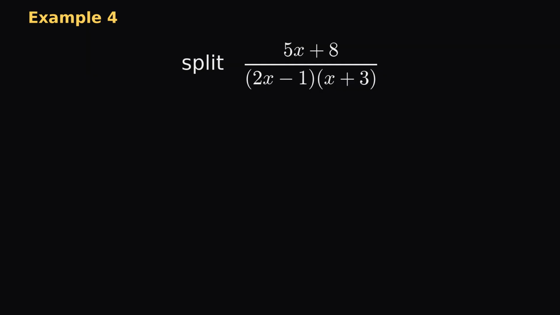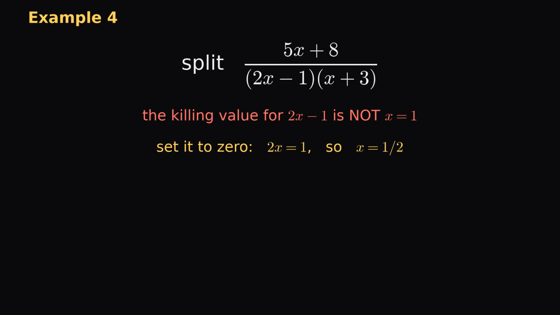Example 4. Split 5x plus 8 over 2x minus 1 times x plus 3. Look at that first factor, 2x minus 1. The value that kills it is not 1. Set it equal to 0 and solve it properly. 2x equals 1, so x is a half. Guessing here is how people lose the question.